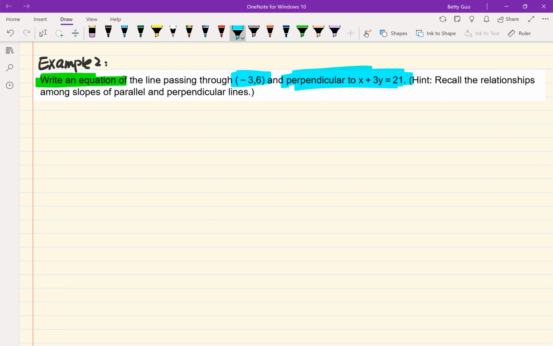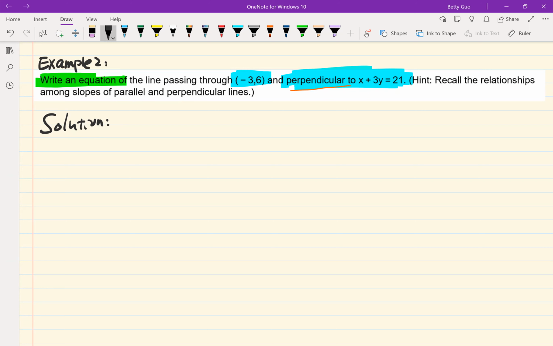Very similar to the previous example, right? In the previous example, we were looking for the line that passes through a given point and is parallel to a given equation. Now we need to find a line which passes through a given point and is perpendicular to a given equation. So the only difference here is the perpendicular part. Let's see, how do we process this problem?